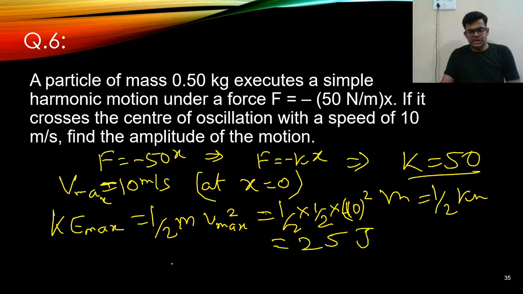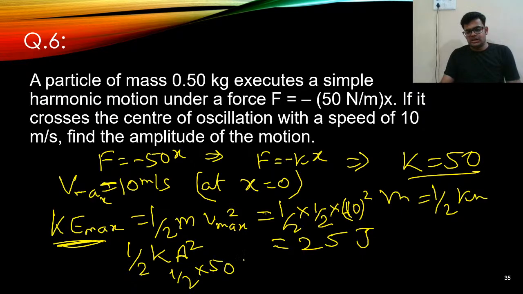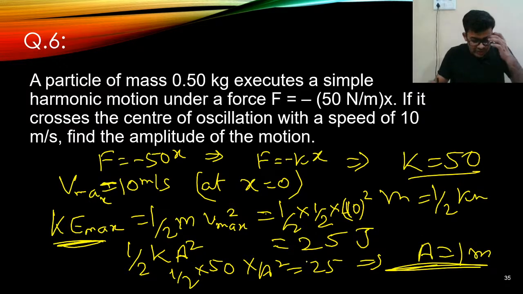So what is the formula of kinetic energy in terms of amplitude? Half k a square, this is maximum kinetic energy. So 1 by 2 into 50 into a square equals 25. If we simplify, I directly get a equals 1 meter. That's all. So this is the final answer we are getting.